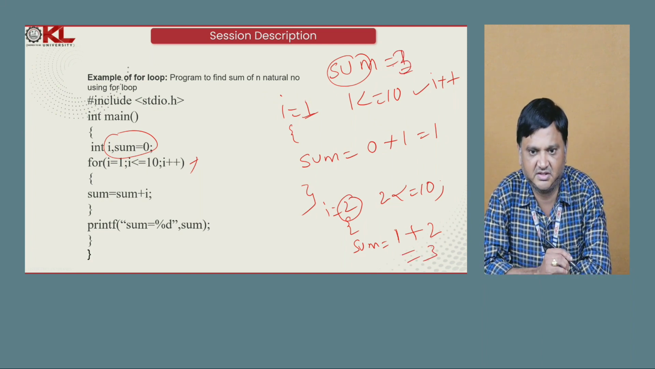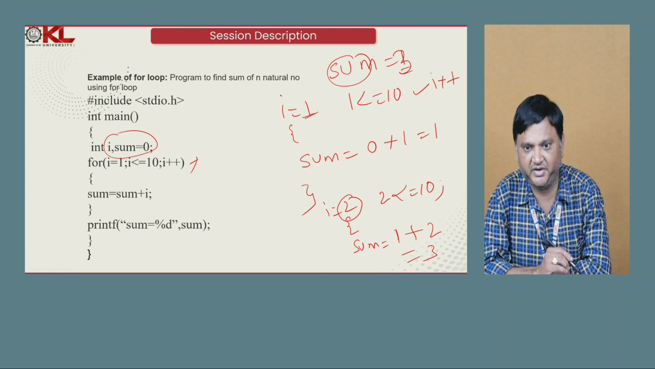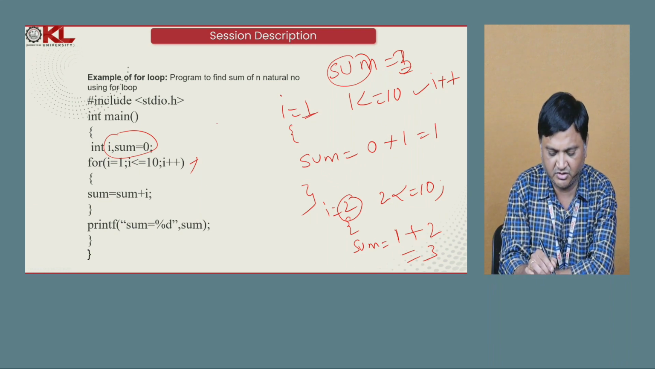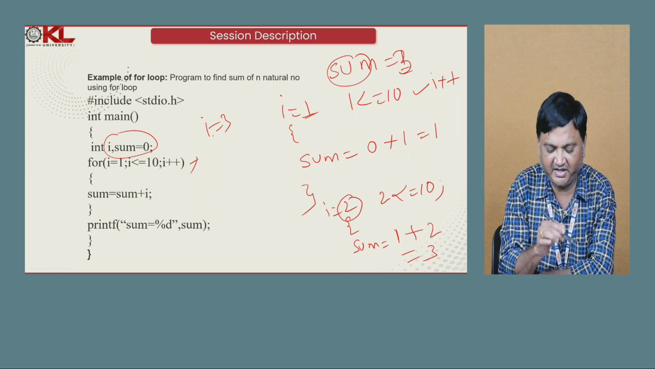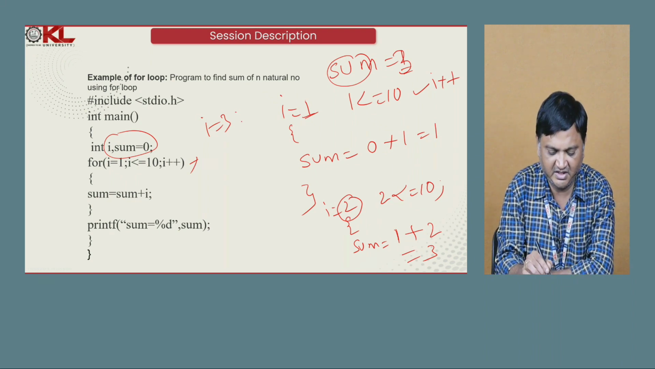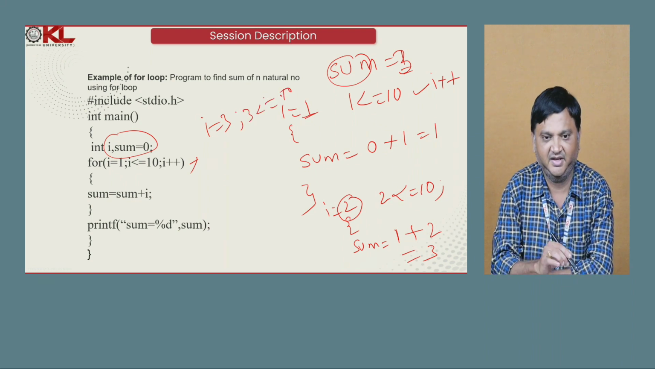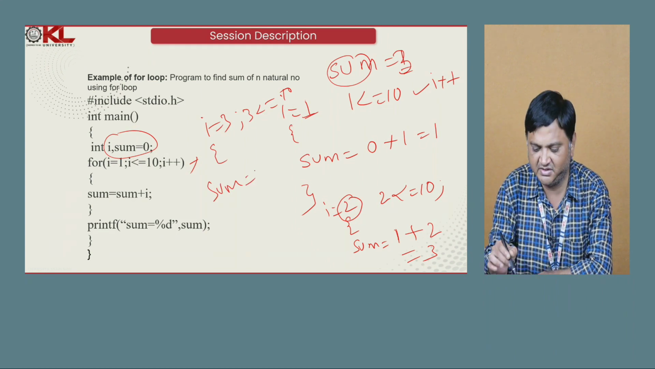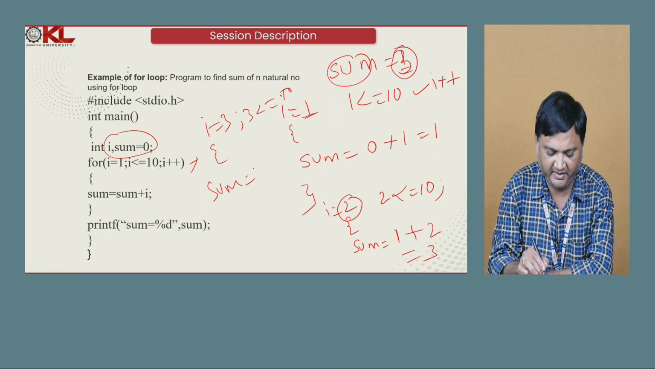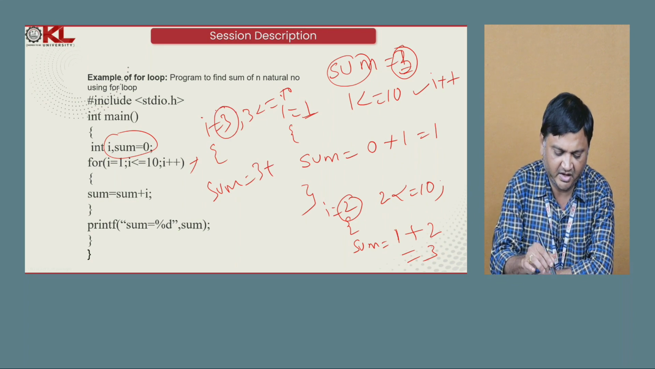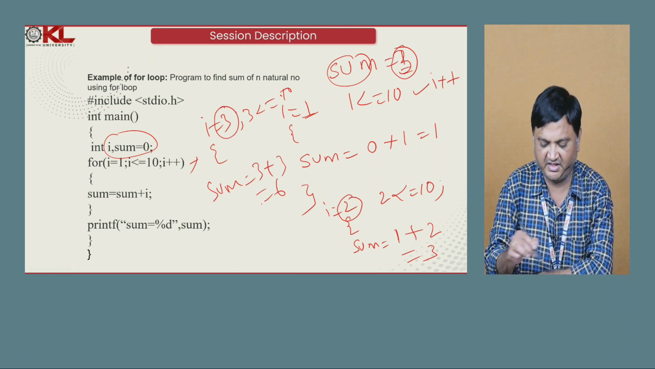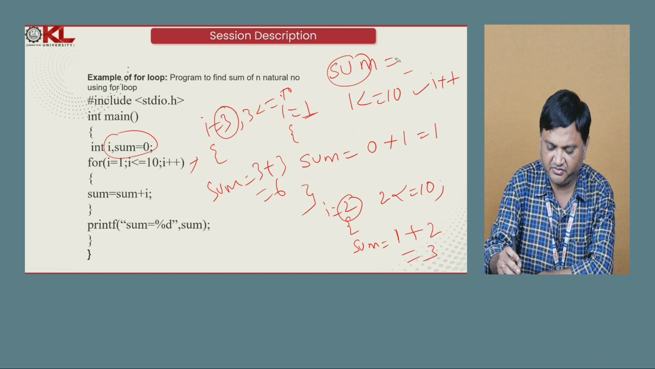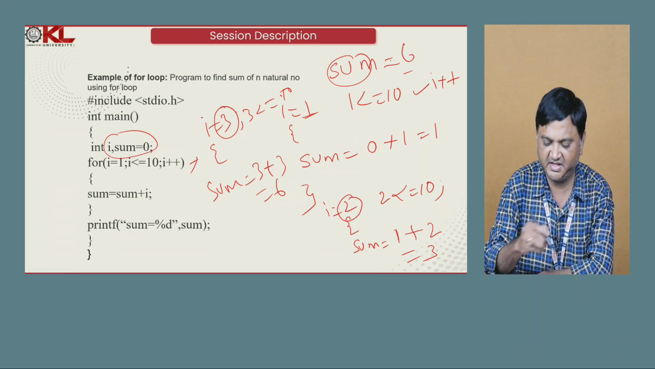Now tell me, what is the next step, my dear students? Yes, most of the students got the answer. Everyone is saying i equals 3. Very good. Is 3 less than or equal to 10? Yes, just go inside. Sum equals sum plus i. What is the updated sum in the previous step? 3. Plus the i value now, 3, which equals 6. So the updated value of sum will be 6 now.